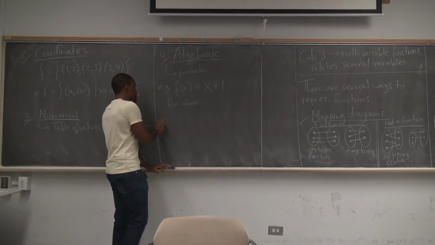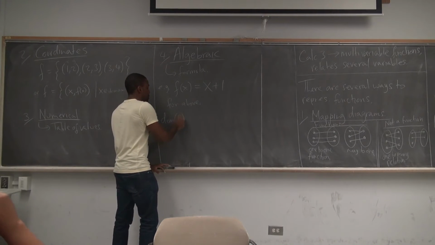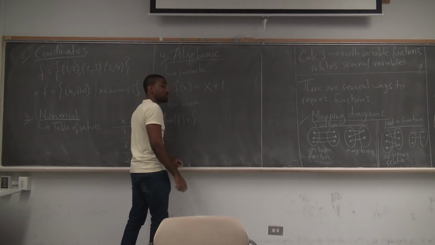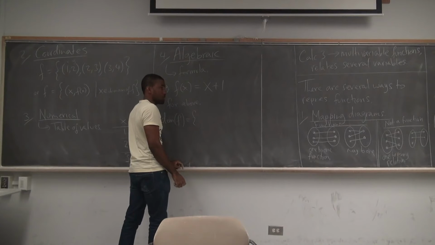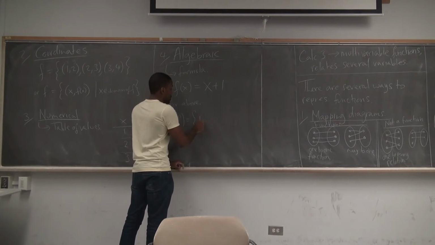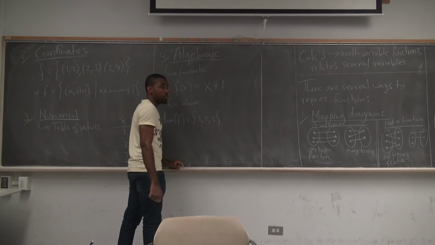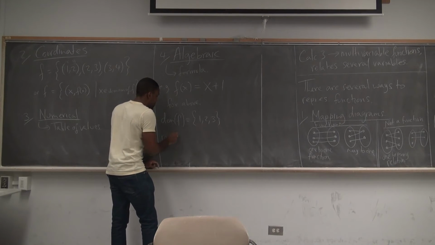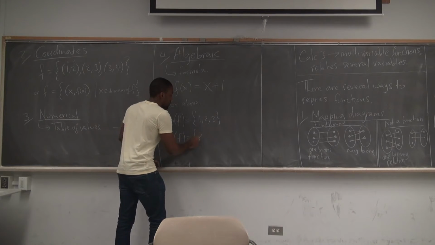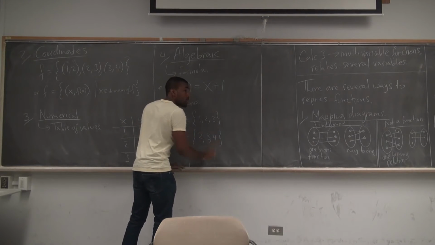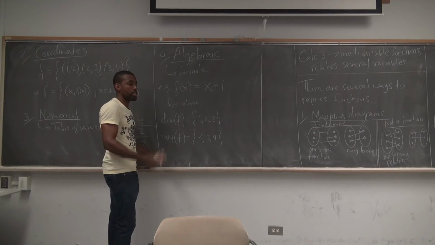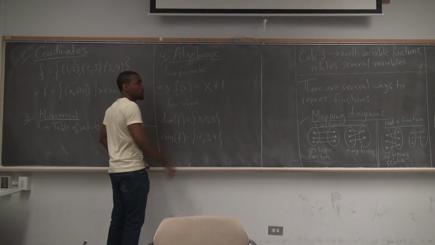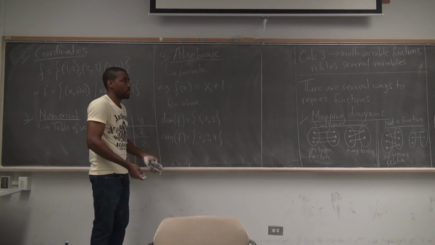And in this case, what would be the domain of the function f? What are the list of elements in the domain? 1, 2, 3. Those are the possible input values that you can have, the possible x values. What's the range of f? 2, 3, 4. Right? Those are the possible outputs or the possible y values that you can have. Right? So this is called an algebraic representation. It's basically representing a function using a formula.